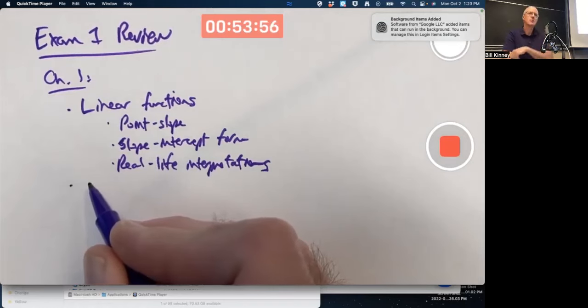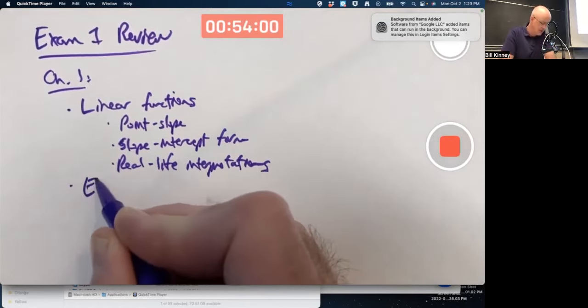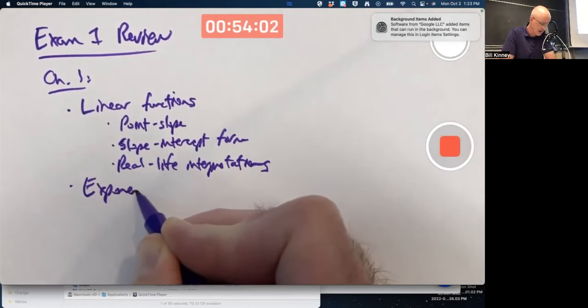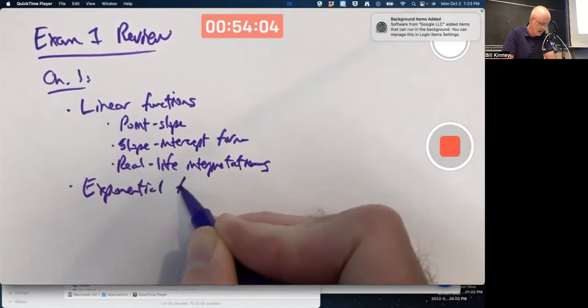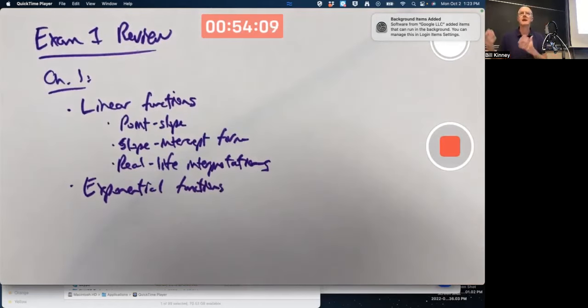Section 1.2 jumped to exponential functions, actually, before talking about other kinds of functions like, say, quadratics or cubics. I think the reason that they jump to exponential functions in the book is because linear functions and exponential functions are, to tell you the truth, the most widely used in applications.